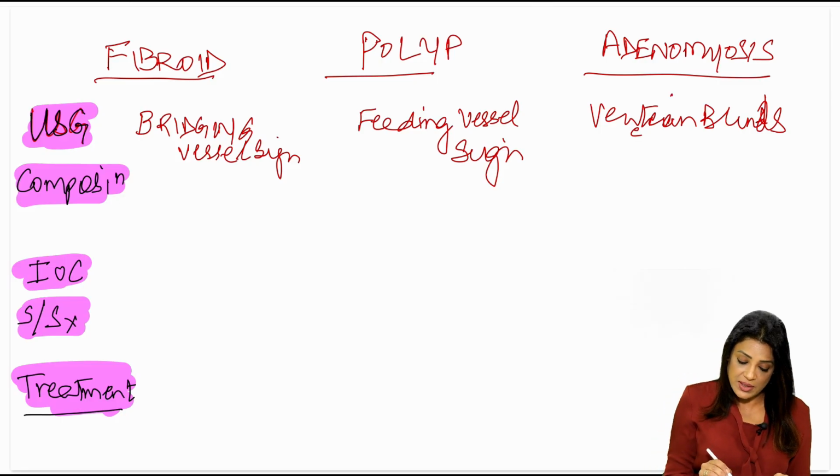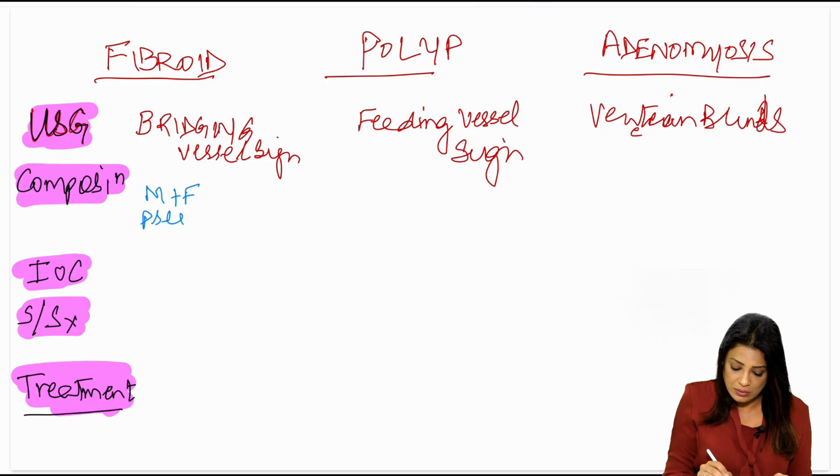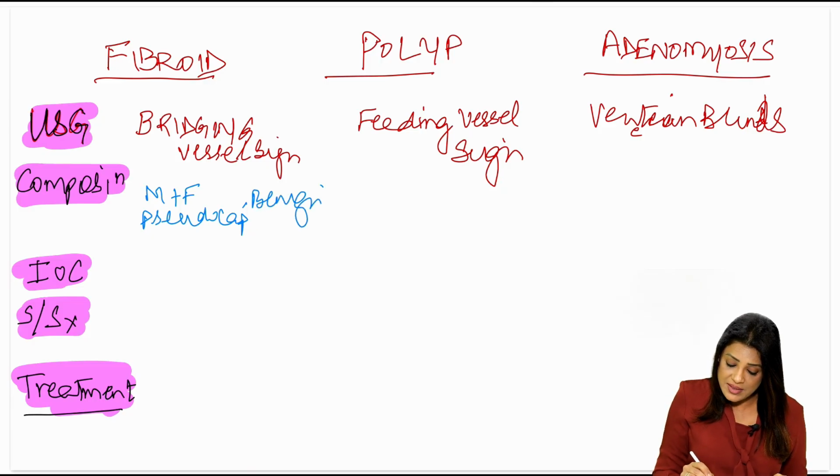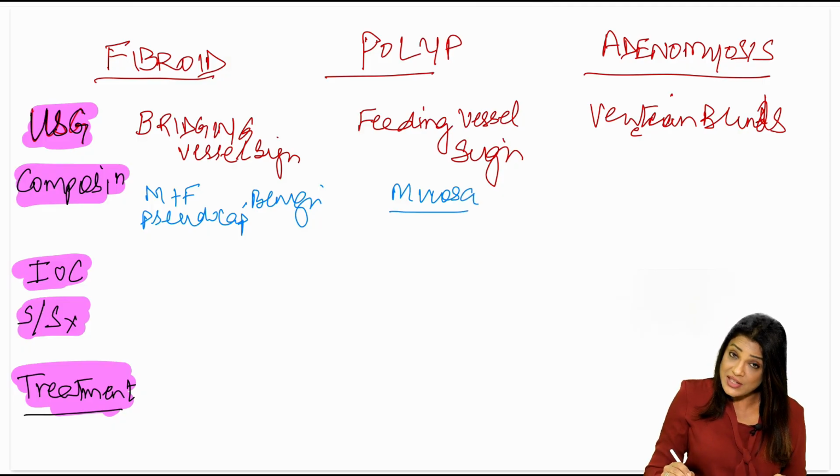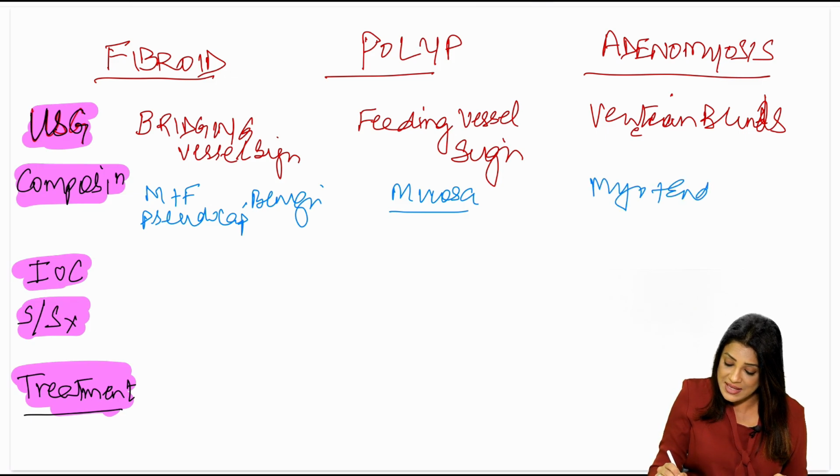What is the composition? The composition: fibroid consists of muscle plus fiber. It has a pseudo capsule and it is benign. Okay? The most important thing. Polyp, it is containing only mucosa, nothing else. Okay? It is only mucosa, no fiber, no muscle. Adenomyosis consists of myometrium plus endometrial glands as well as stroma. Right?